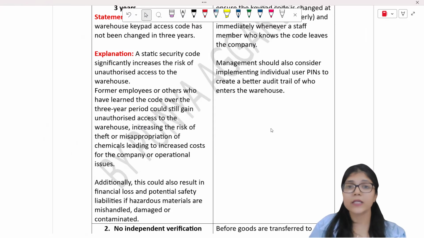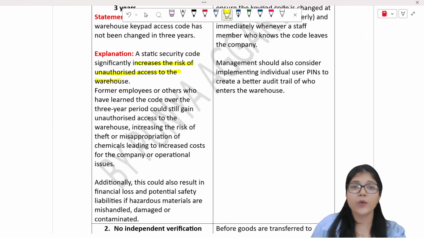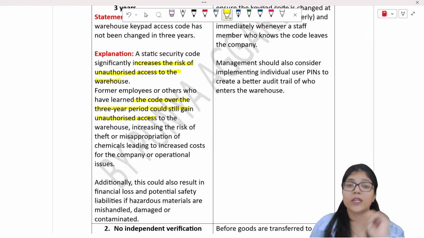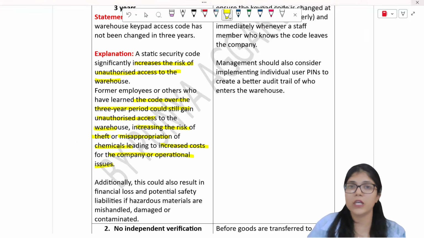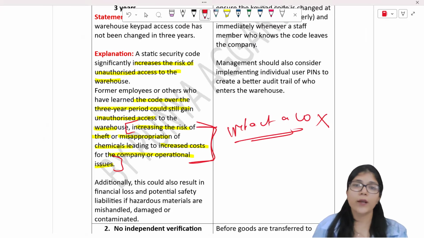All right. A static security code significantly increases the risk of unauthorized access to the warehouse, for obvious reasons, right? Anybody can enter because probably everybody knows the password now. It is 3 years, right? Former employees or others who have learned the code over a 3-year period could still gain unauthorized access to the warehouse, increasing the risk of theft and misappropriation of chemicals, leading to increased cost for the company or operational issues. So this is the actual keyword. If you do not write this, which is the impact on the company, you are not going to score marks.